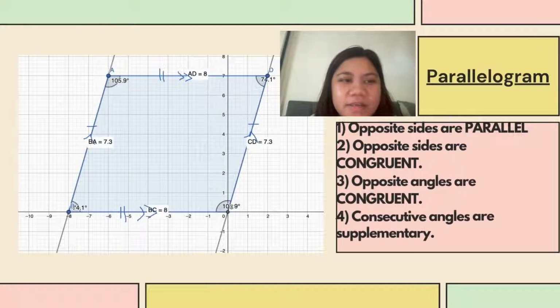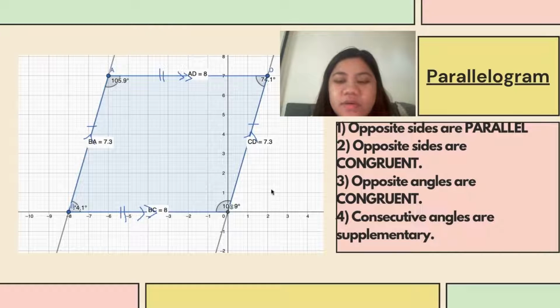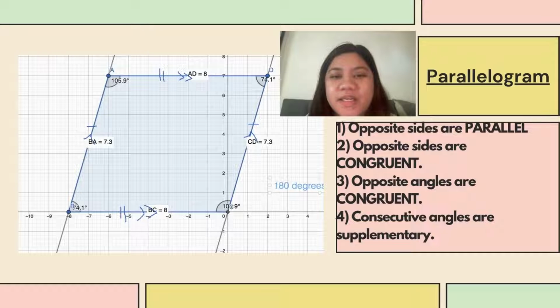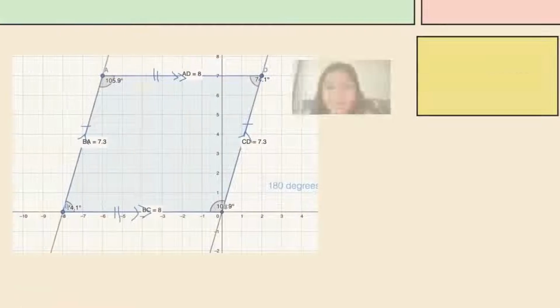Next is that consecutive angles are supplementary. Consecutive means next to, supplementary means 180 degrees. So if you see on the diagram, angle A plus angle B equals 180 because they're next to each other. Also, angle B plus angle C equals 180 degrees. They're also next to each other, right? And angle C plus angle D is 180 degrees.